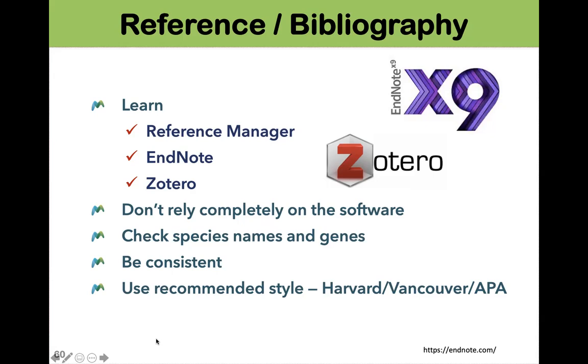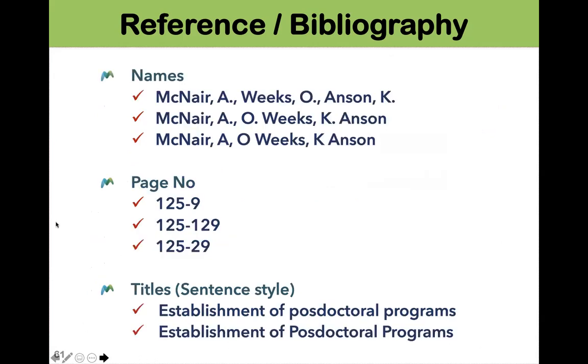Every journal will ask you for a certain reference style: Harvard, Vancouver, or APA. Depending on the journal, whether you put a period or not, whether you put your A before or behind. In this case, it's Nair A weeks O, and then it's Nair A O weeks, and in this case the A and O have no period. It all depends on the journal.